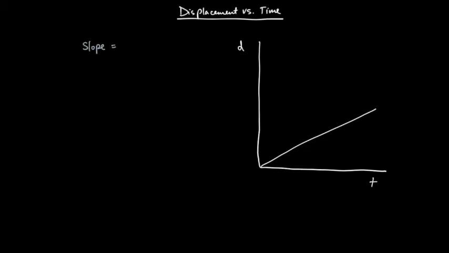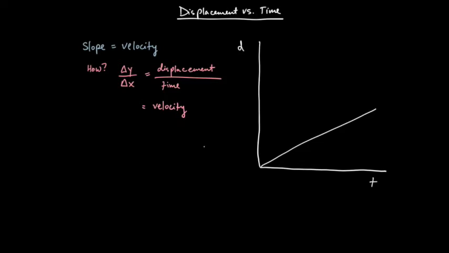And let's start with the idea of slope. Slope of this type of graph is equal to velocity. Now, how is this possible? So let's take the slope formula. Delta y over delta x. On our y-axis we have displacement, and we have time on our x. So displacement over time, which you guys should know, is equal to velocity.